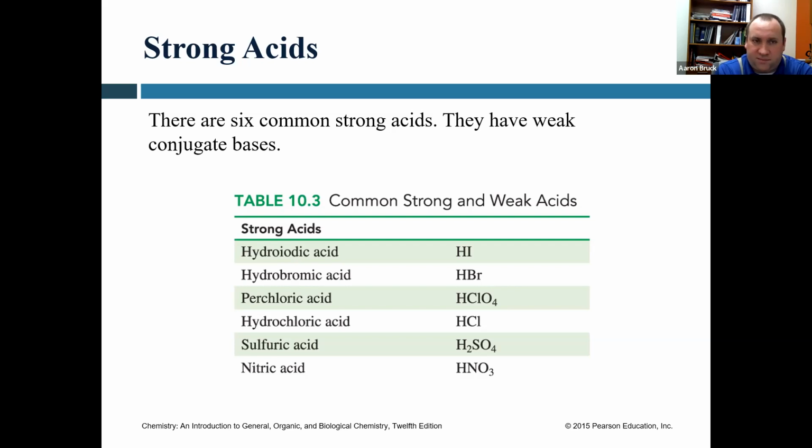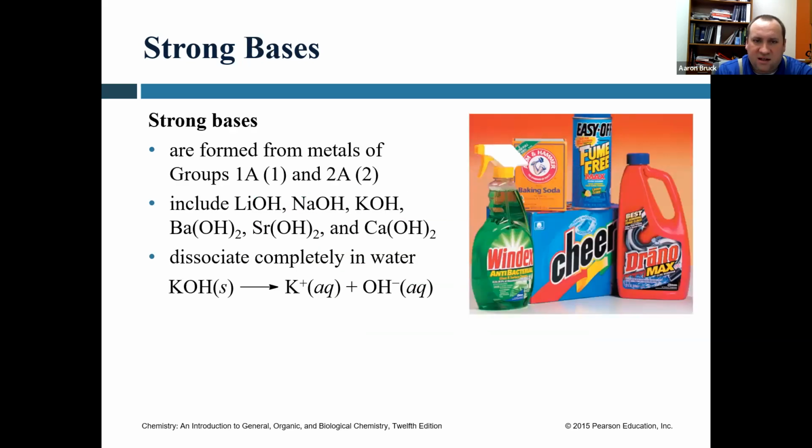Now for strong bases, it's a little bit easier to see. Your strong bases are hydroxide salts formed from the metals in group 1A and group 2A. So these are your alkali metals and your alkaline earth metals. These would be things like lithium, sodium, potassium, calcium, strontium, barium. Now there are other examples in those, but these are the most common ones.